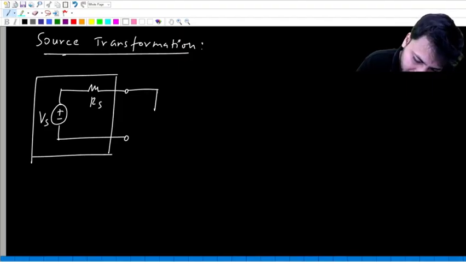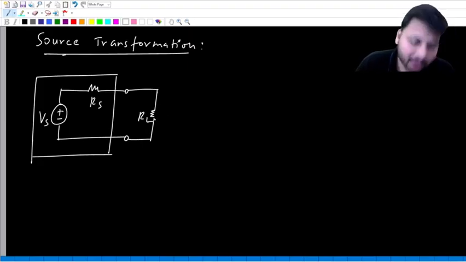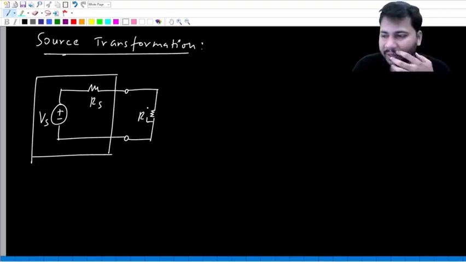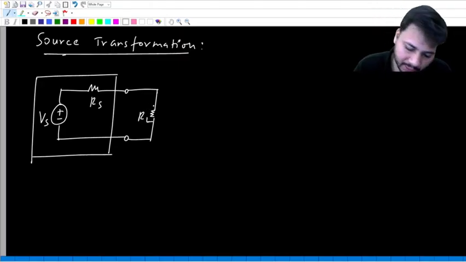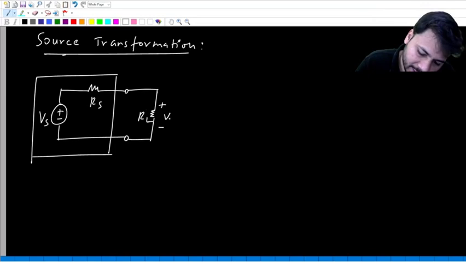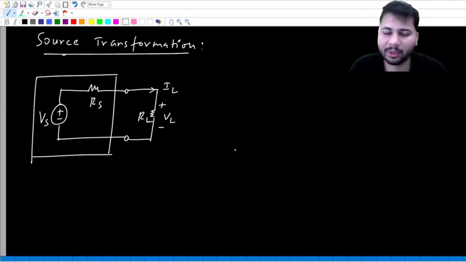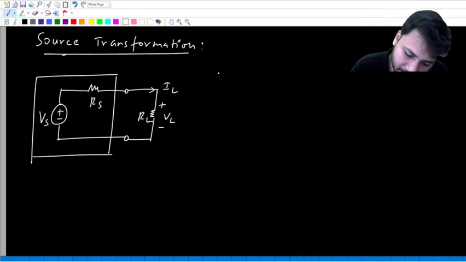And across this I connect a load resistance. And what are we interested in? We are interested in the load voltage and also the load current. We are not interested in other things. All we are interested in is the load voltage VL and maybe the load current IL. So there is one source.